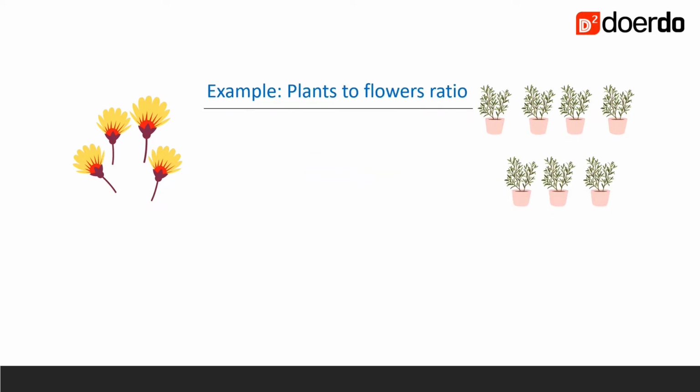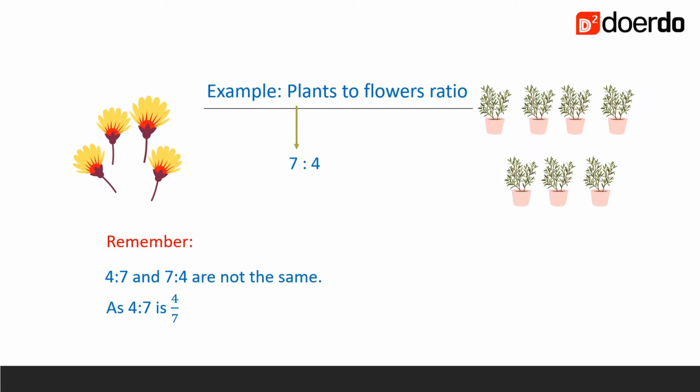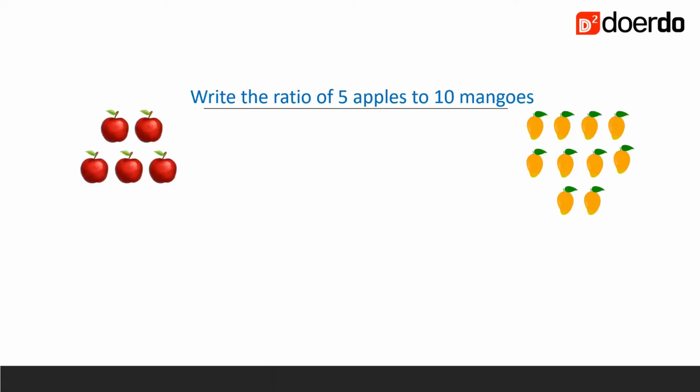Look at the plants to flowers ratio, which is 7:4 because plants are listed first. Remember that the ratios 4:7 and 7:4 are not the same. As 4:7 is 4 by 7, and 7:4 is 7 by 4. Let's have a look at an example.